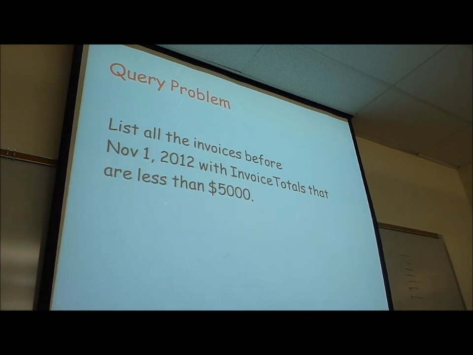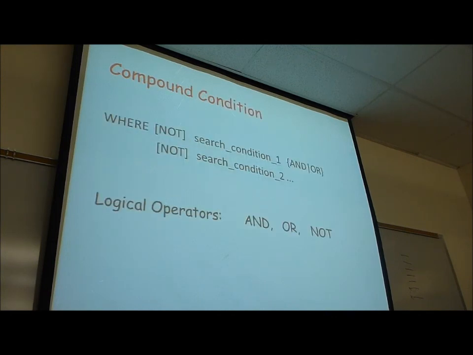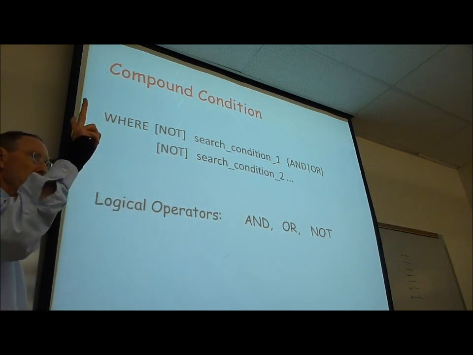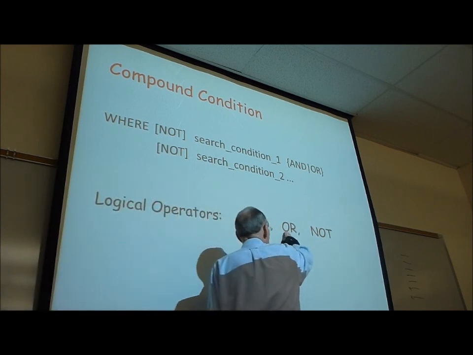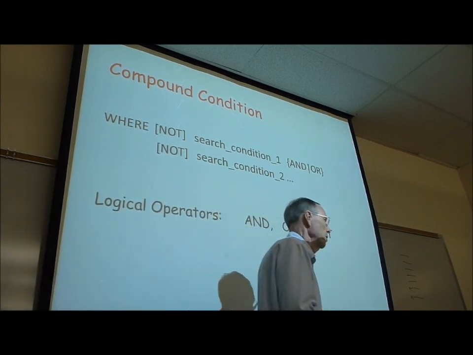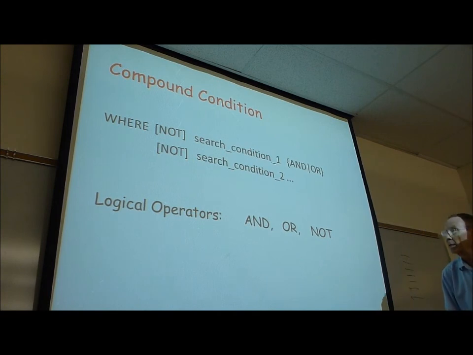Okay. Now, another problem is list all the invoices before November 1, 2012 with invoice totals that are less than 5,000. This is a complex condition. When I have a complex condition, or sometimes we refer to it as a compound condition, I've got two search conditions, and I've got what's referred to as logical operators in which I can put these two together. So I had two conditions here.